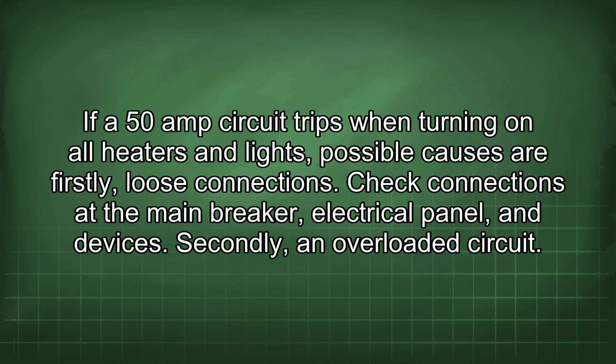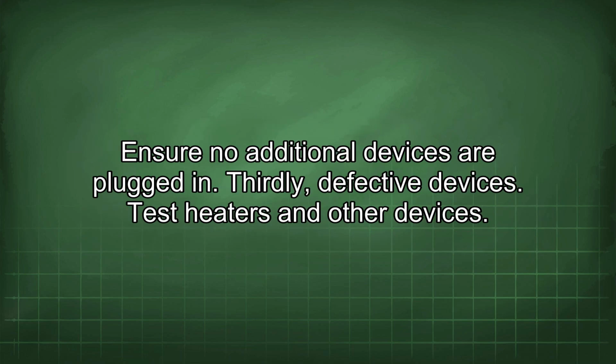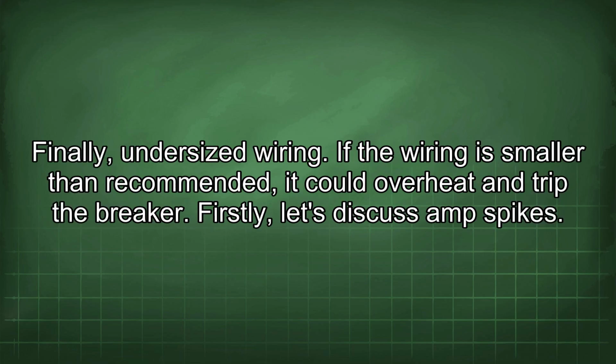If a 50 amp circuit trips when turning on all heaters and lights, possible causes are firstly loose connections. Check connections at the main breaker, electrical panel, and devices. Secondly, an overloaded circuit. Ensure no additional devices are plugged in. Thirdly, defective devices. Test heaters and other devices. Finally, undersized wiring. If the wiring is smaller than recommended, it could overheat and trip the breaker.